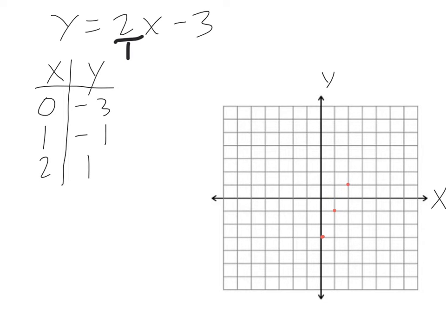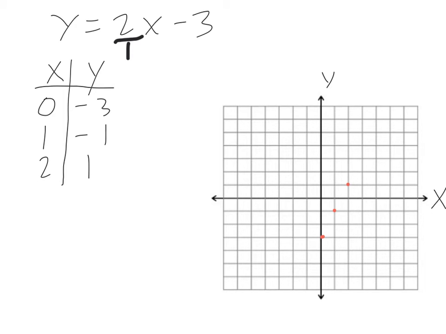Notice that the points we made, 0, negative 3 here is 0, negative 3 here. Here we have 1, negative 1, 1, negative 1, and 2, 1, 2, 1. So they'll give you the same points either way. But it's good to always see the differences that each style uses. One is looking at what's the slope, what's the y-intercept. Other is looking at what happens when you plug in certain numbers.